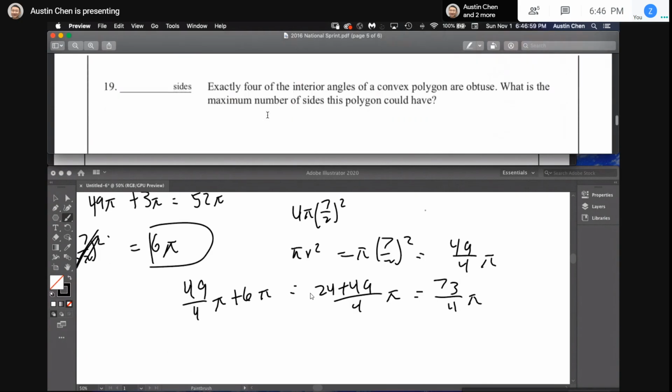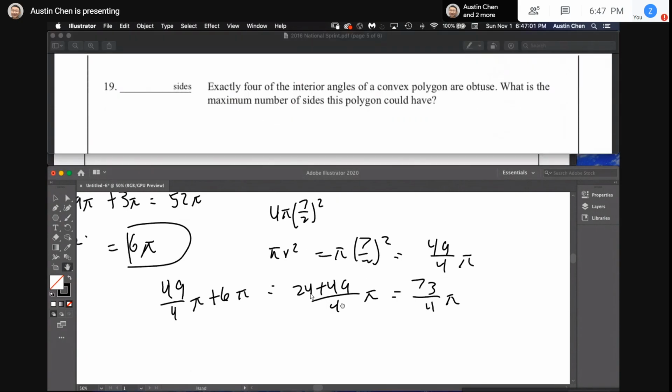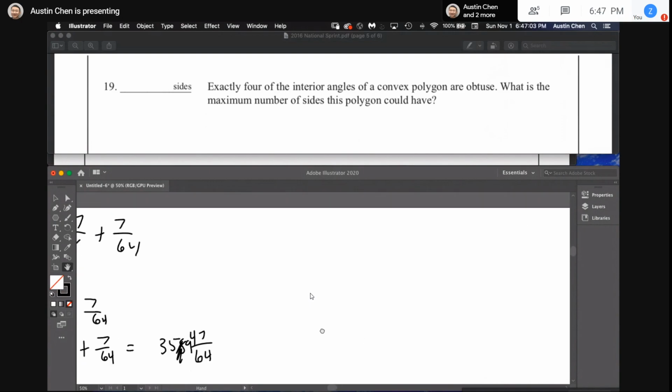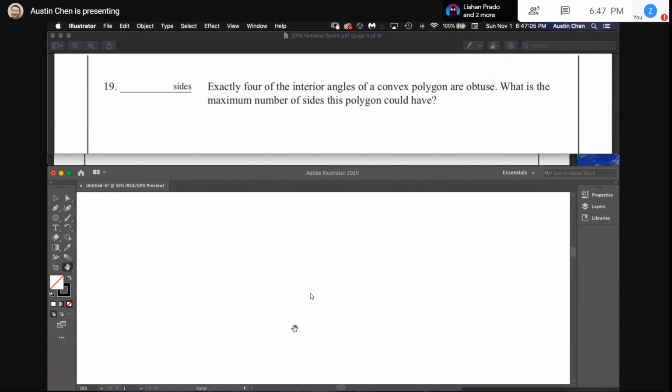All right. Let's move on. Exactly 4 of the interior angles of a convex polygon are obtuse. What is the maximum number of sides this polygon could have?